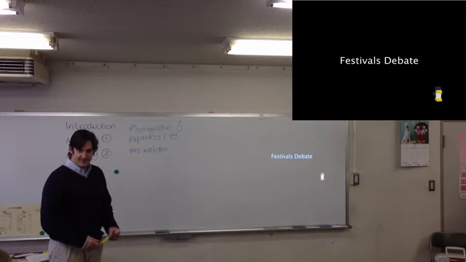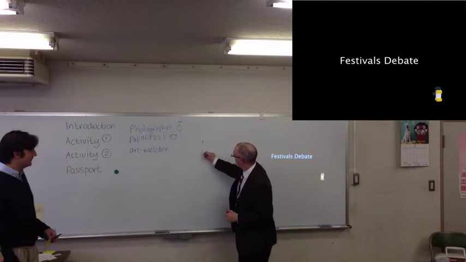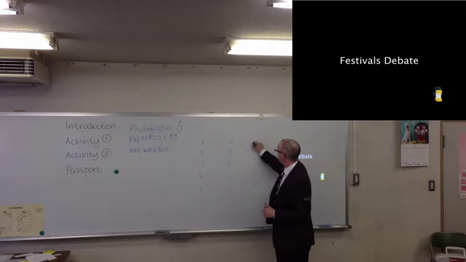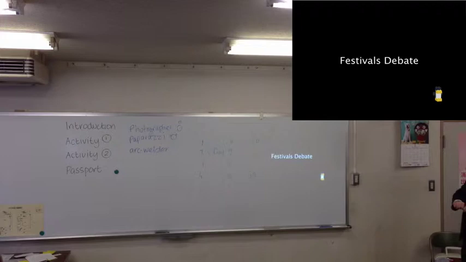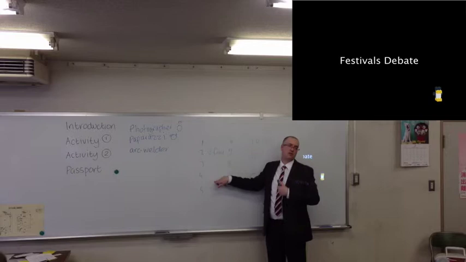So, in your notebook, so this is Valentine's Day. I'm going to put VD on the board, which was very unfortunate. So, what are the numbers? Months. They're months, right? You guys are clever. So, please write one festival for each month.